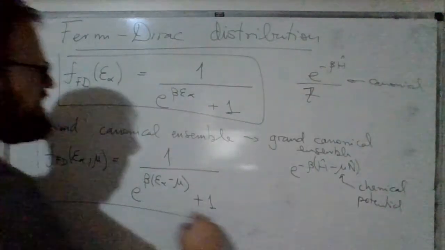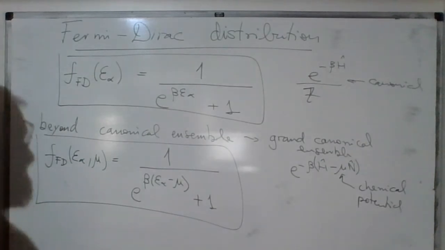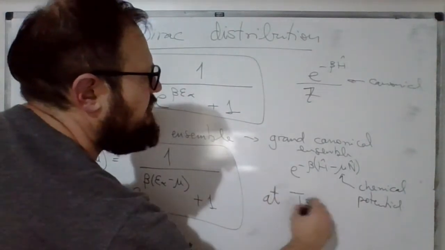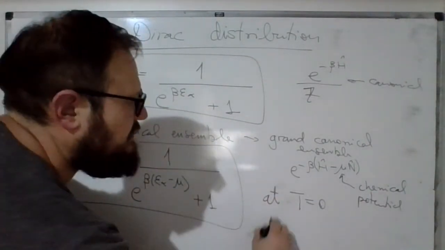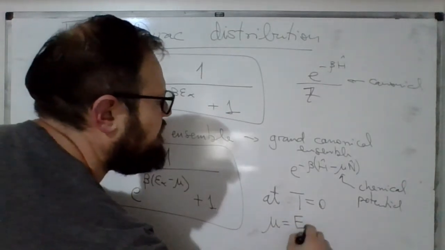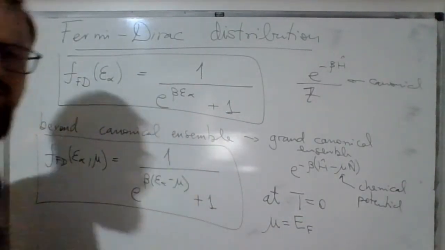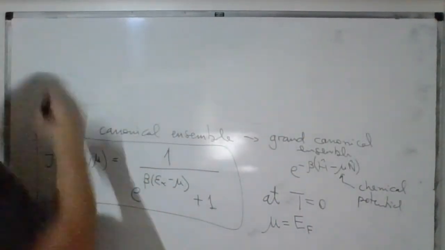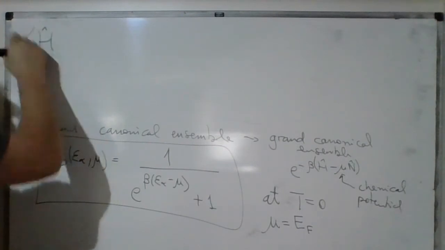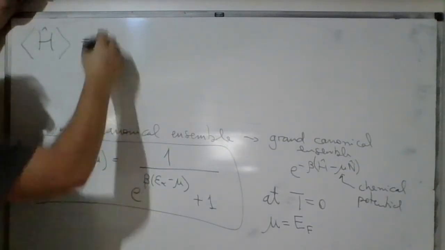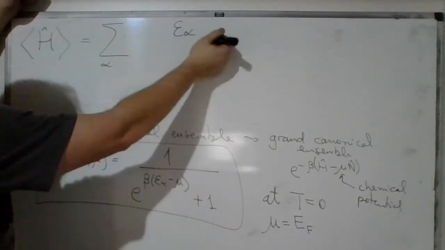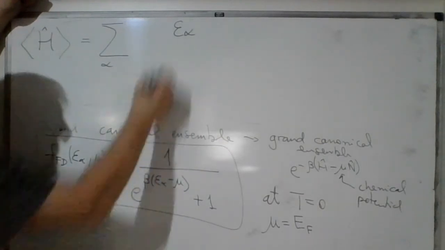So the Fermi-Dirac distribution looks like this equation here. At zero temperature, at T equals 0, the chemical potential is called the Fermi level of your system, the Fermi energy of your system. Now, the total energy of your system, if you have a discrete spectrum, is given by a summation over all the alphas, the energy of the state alpha times the occupation number, but the occupation number is given by this.